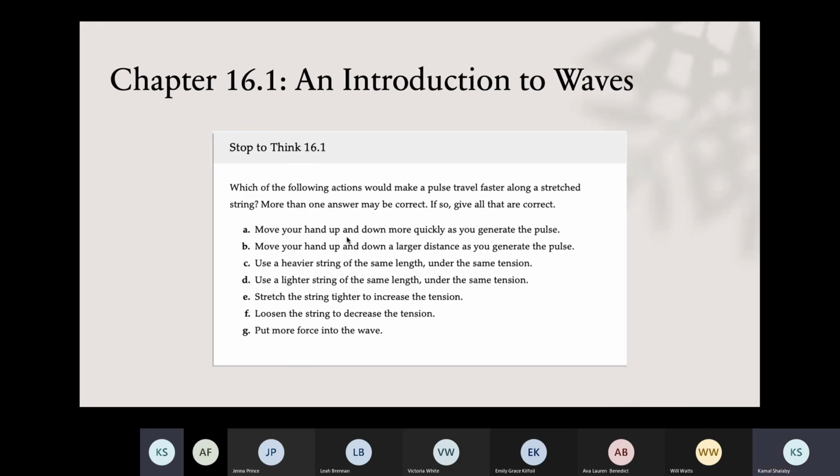So moving your hands up and down more quickly. What would that change? Would that change anything in the wave in the first place? Okay, let's do this. If you think it will make it faster, raise your hand. And if you don't think so, don't raise your hand. Okay, is moving your hand up and down more quickly going to make the wave go faster? If yes, raise your hand.